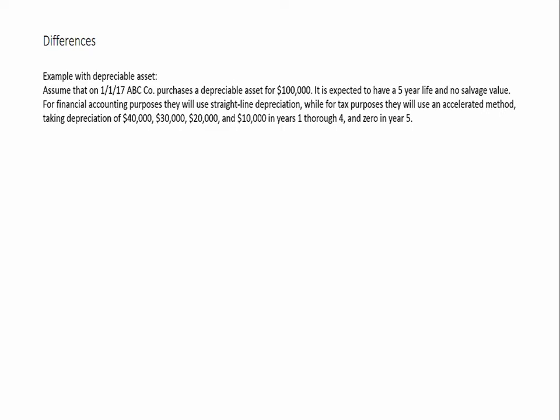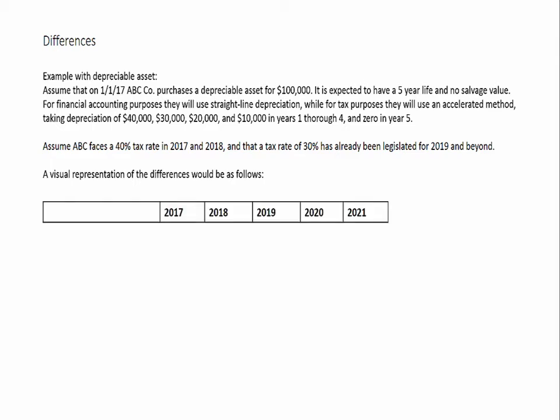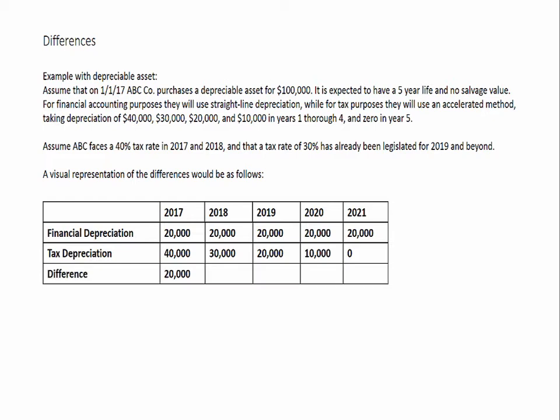Let's further assume that ABC faces a 40% tax rate for 2017 and 2018, and that a tax rate of 30% has already been legislated for 2019 and beyond. A visual representation of the differences would be as follows. So we have our 5-year timeline. Financial depreciation is going to be straight line $20,000 per year. And then we have our tax depreciation, and again it was given as $40,000, $30,000, $20,000, and $10,000, nothing in 2021, for a difference in the first year of $20,000.